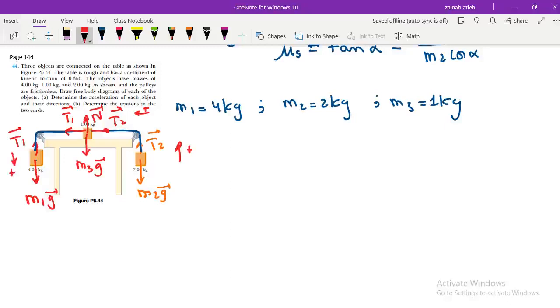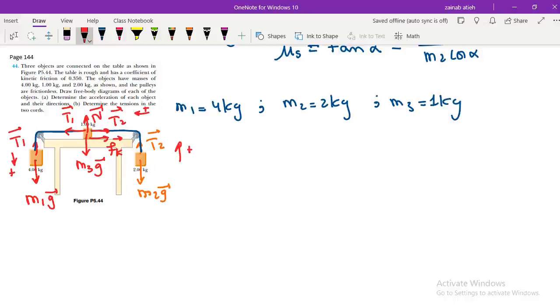So because the 1 kilogram object is moving to the left, I will draw the friction like this. So this is the friction. It is a kinetic friction because it's moving. Once it is in motion, it is a kinetic friction. So these are the forces acting on the object.